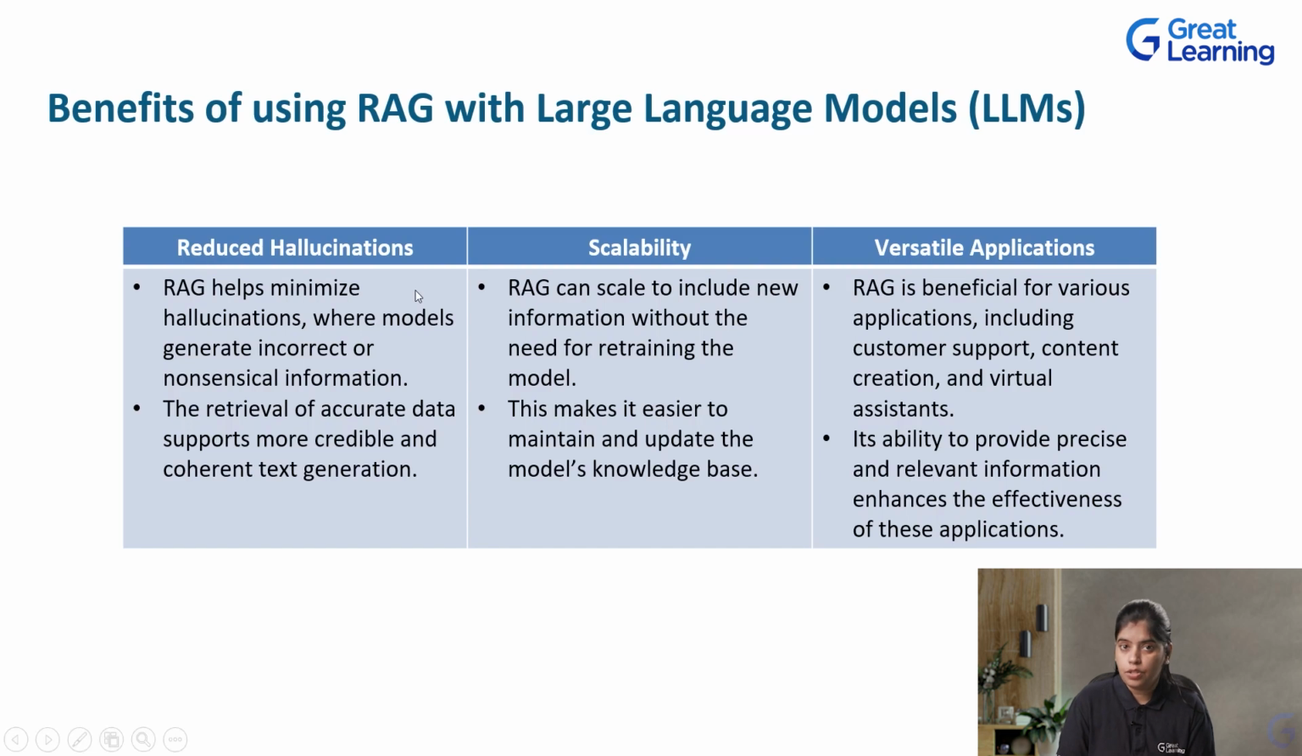Next is reduced hallucination, which is a very important point, which makes it a better version, and is why nowadays we are more focused on RAG with LLMs. It helps minimize hallucination, where the model generates incorrect or nonsensical information. While using large language models, most of the time we face this problem of hallucination, meaning the model confidently gives you incorrect information, right? Based on that, when we get the response, of course it will not be accurate. So RAG tries to minimize that hallucination.